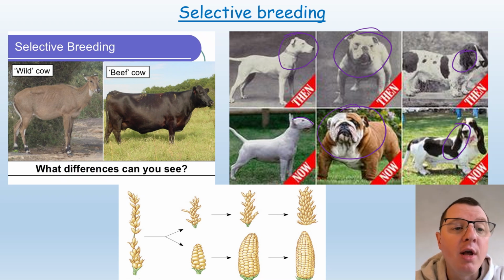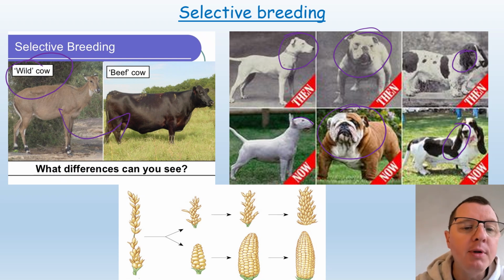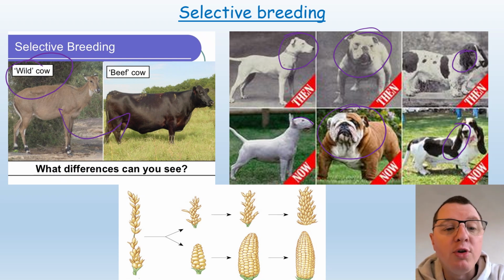We also do this within the farming and agricultural industries. For example, an original wild cow has now been turned into the beef cow, which has much greater muscle mass and produces a huge amount of beef for human consumption.